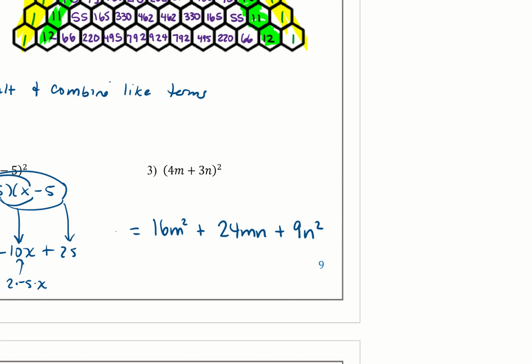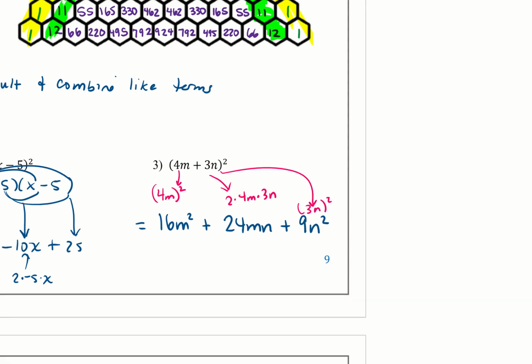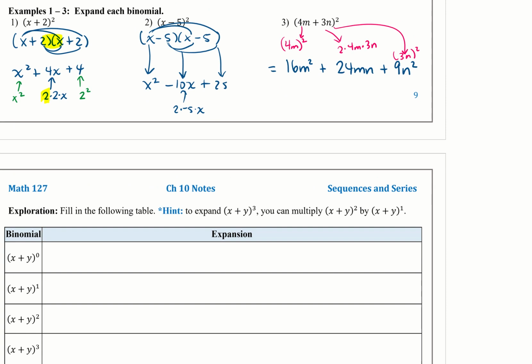If you are struggling at all with that, the 16m squared comes from that first term squared. Notice I'm squaring both the 4 and the m. In a similar fashion, the 9n squared comes from the 3n quantity squared. And then the middle term comes from 2 times the first term times the last term. And that's where the 24mn came from. Alternatively, you could FOIL this out by hand.